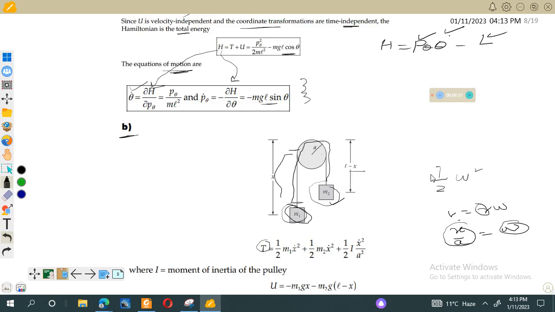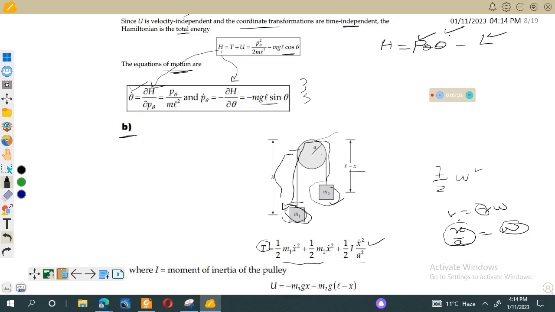and plugging into this equation, 1 by 2 I, where I is the moment of inertia, omega is x dot over A. So its rotational kinetic energy will be equal to I over 2 x dot square over A square, plus this is translational kinetic energy. So our total kinetic energy for this system will be equal to kinetic energy of these two masses plus rotational kinetic energy of this pulley, I over 2 x dot square over A square.